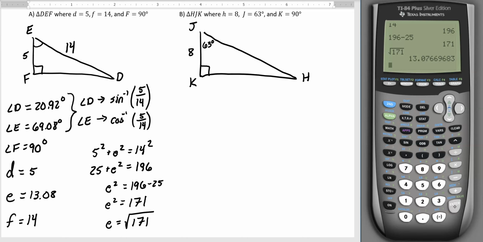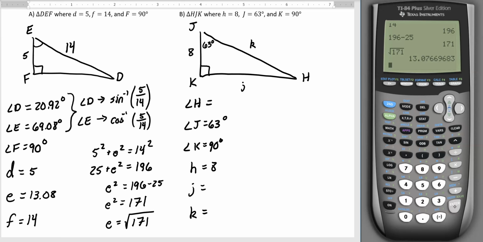It is 8. So let's write what we know. So we don't know angle H. We know angle J is 63. We know angle K is 90 degrees. And then we know side H is 8, but we don't know side J and we don't know side K. This would be our side J, this would be our side K. Okay, but we do know an angle, so we can use some trig here.